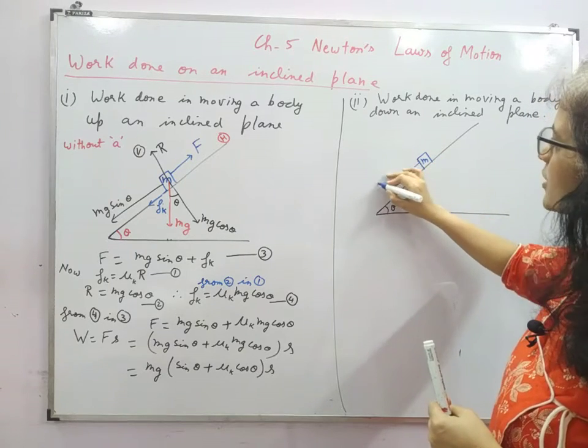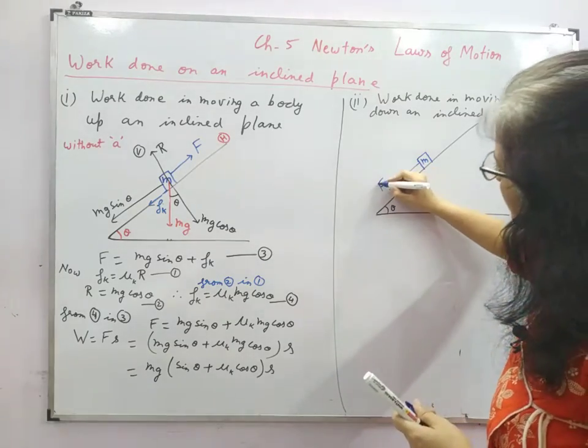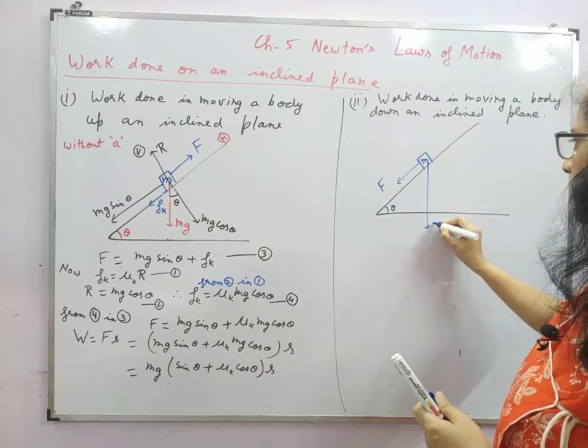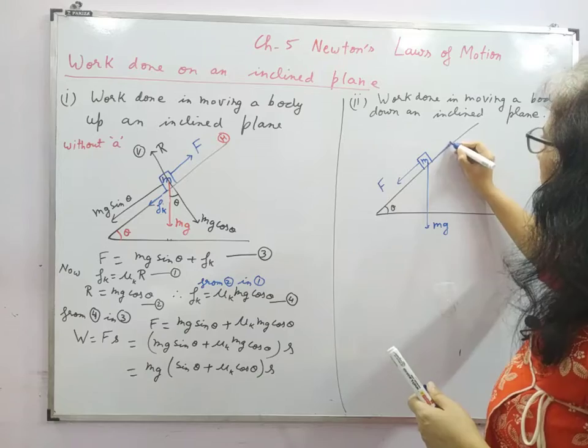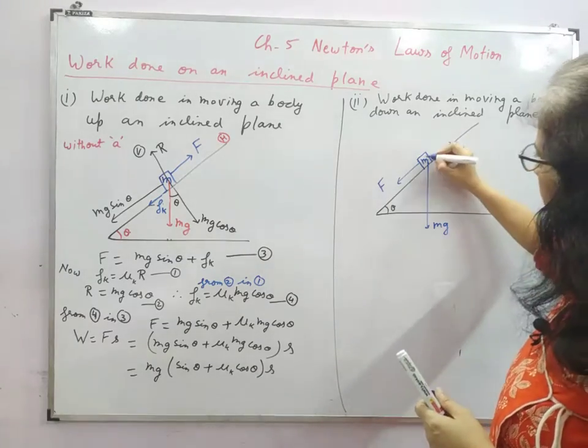Force is applied this way. Why is this force applied? We are trying to move it along this direction. The weight is acting downward, always downward. Friction force is opposite to the motion, so I have to mark this opposite to motion.